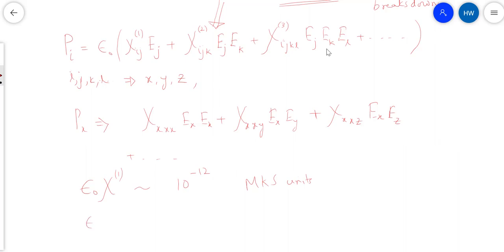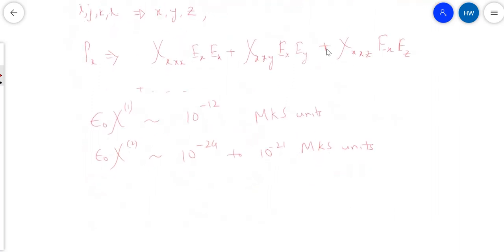to the power of minus 12, all these in MKS units. Whereas if you look at the second order nonlinearity, that is epsilon naught times chi 2, these typical values range from 10 to the power of minus 24 to about 10 to the power minus 21, again in MKS units. You can clearly see that the units of all these quantities are indeed different, because they are multiplied by higher and higher products of the electric field.